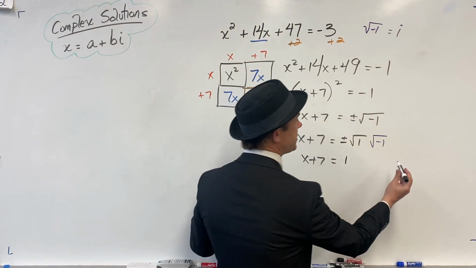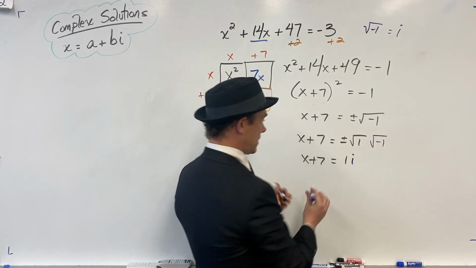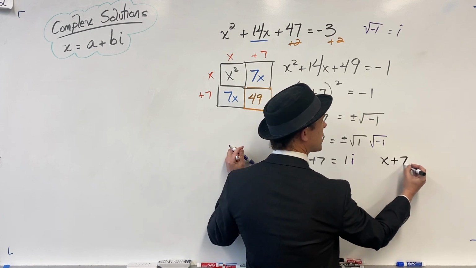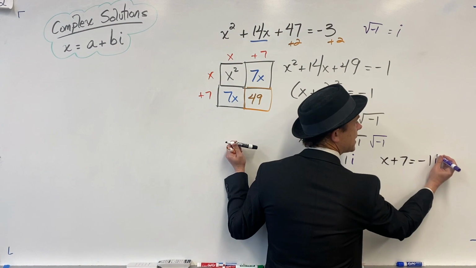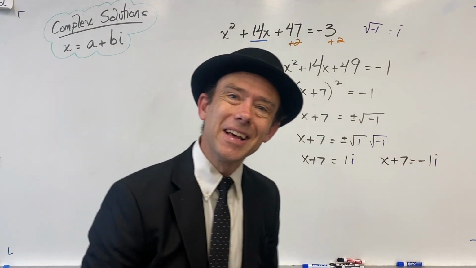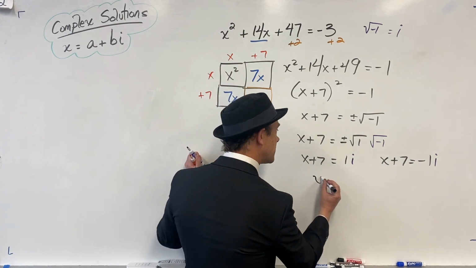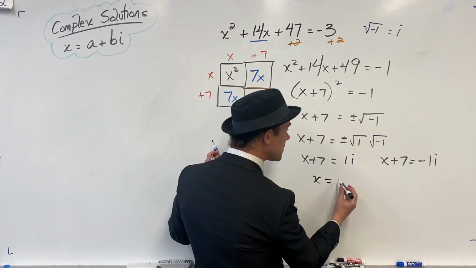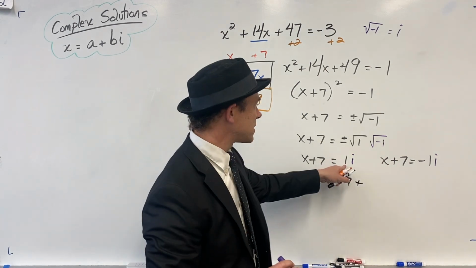So maybe I'll write 1i, and then I'll write it again. I was going to use the plus or minus, but I'll just write 2 equations here. Okay, times i. All we've got to do now is subtract 7 from each side, and we will be cash money. I'm going to eliminate the 1 from the answer there, right?